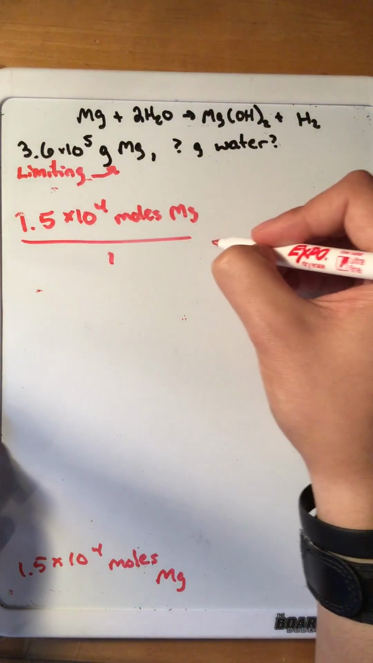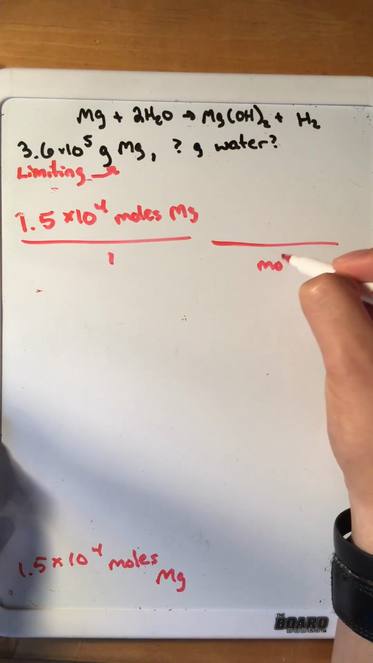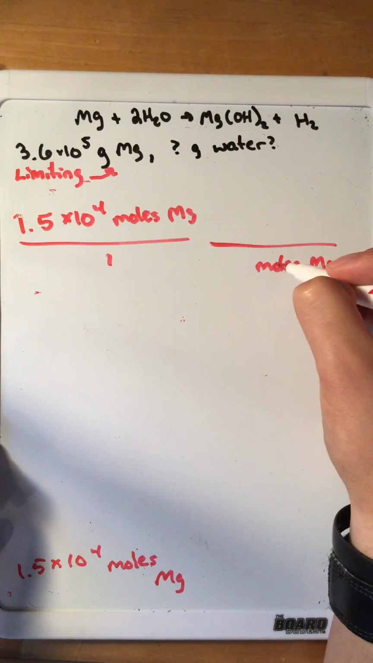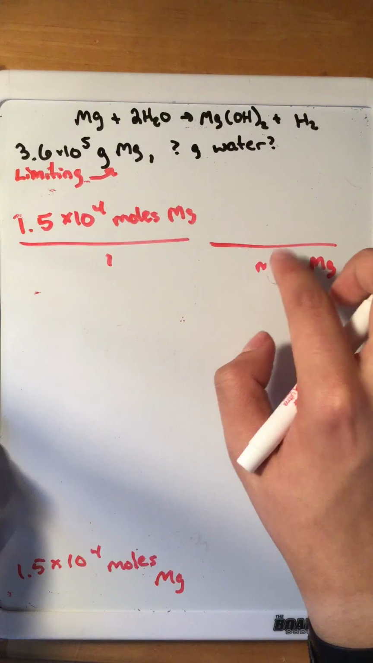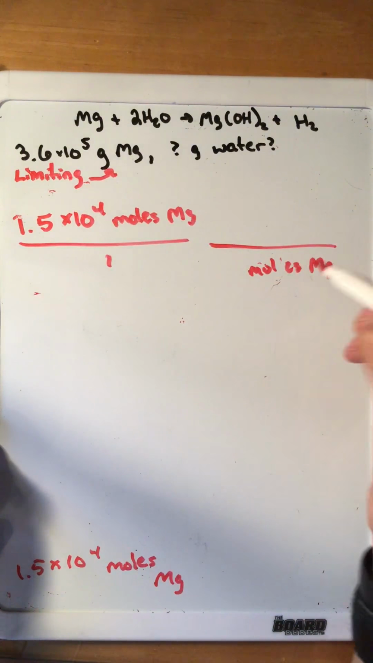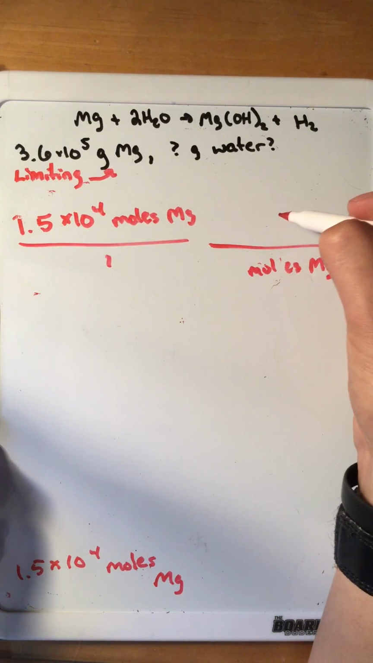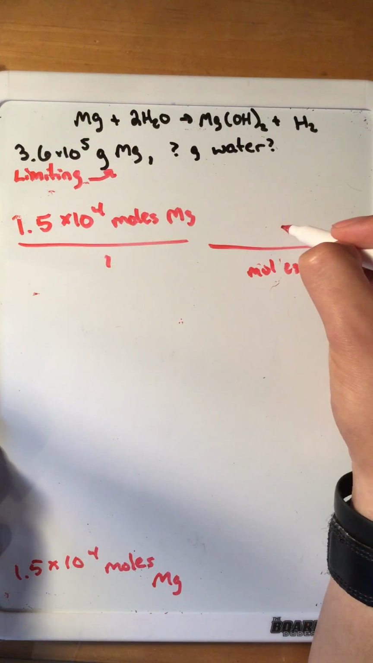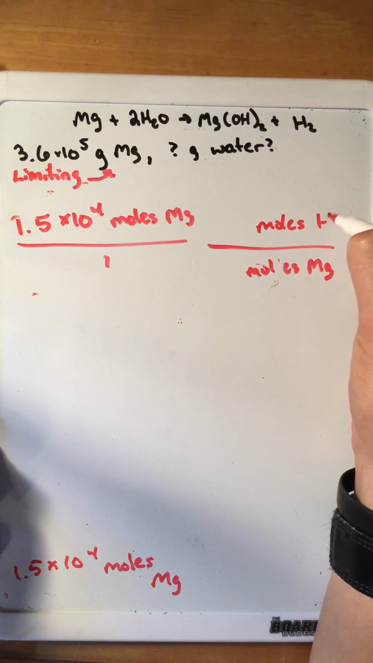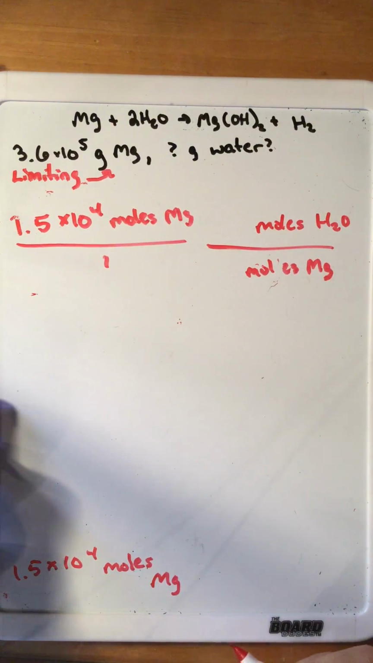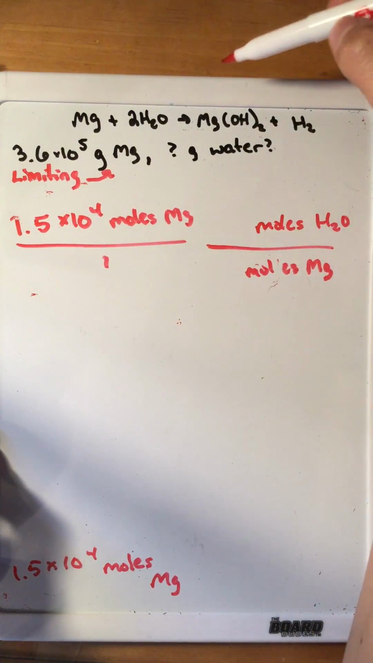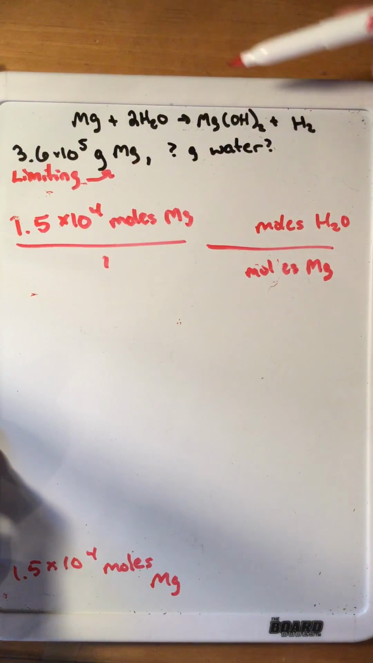Okay, there's our moles of Mg. We want to cancel that out with moles of Mg. Moles. Sure, I'll buy that. So, we want to get to moles of H2O. H2O is a compound. That's going to matter in our next step. But let's take a look at our relationship.